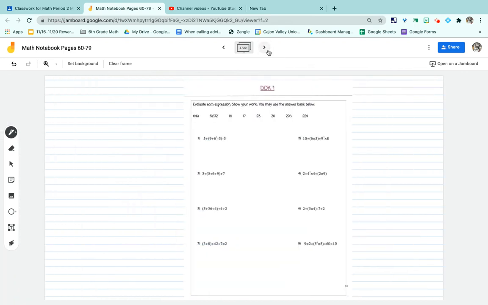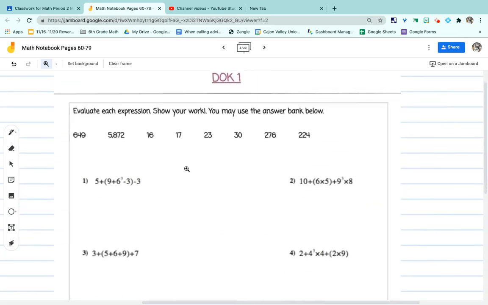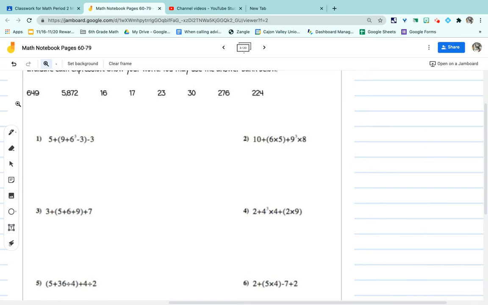Let's go to page 62. There are some problems on this page I wanted to cover as well. A little bit more complex. Now, this one is helpful because they give you an answer bank. You have the answers up above to help you out in case you need a little bit of guidance. But let's do a couple of these together. So I'm going to skip ahead to number 2, and let's do this one. Let's see if we can find the answer in the bank up above.